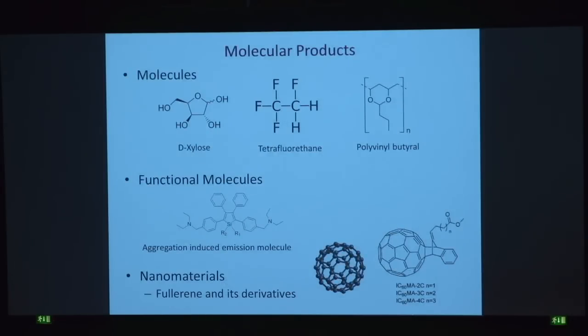Many of these B2B products are molecular products. Some are very common, such as cellulose and PVB, but there are also functional molecules, such as the one in the middle, that would emit light under application. And also we have nanomaterials.